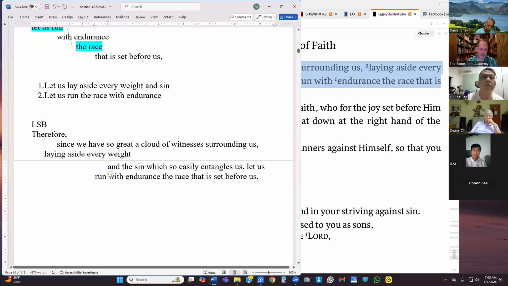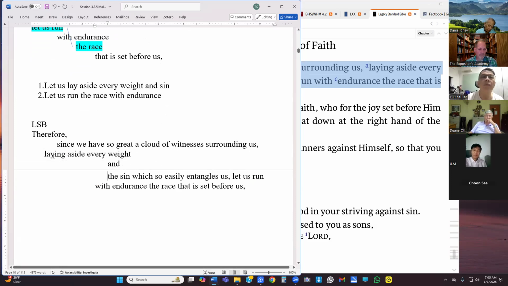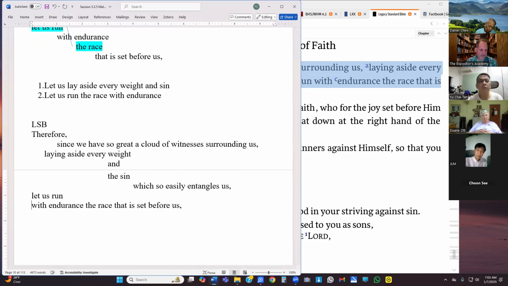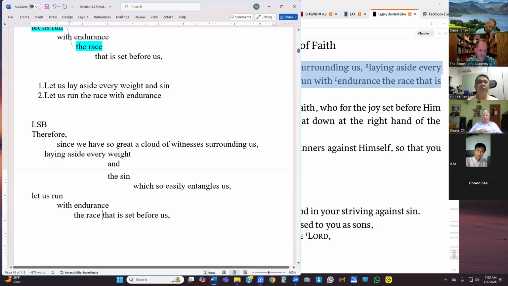It's not an independent clause. It's a phrase. Starting with the participle, laying aside every weight, sin which so easily entangles us. And then, now we get to our independent clause. Let us run the race with endurance. Let us run with endurance the race. Which race? The race set before us.